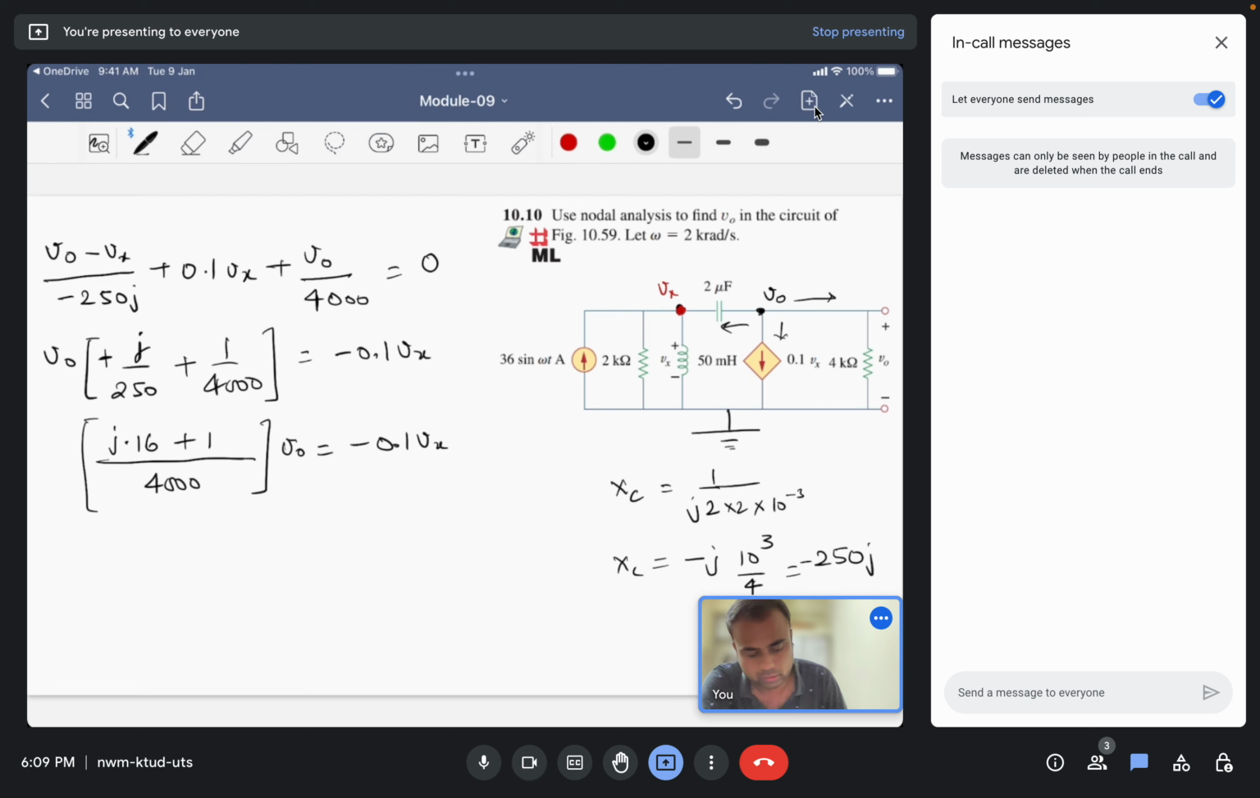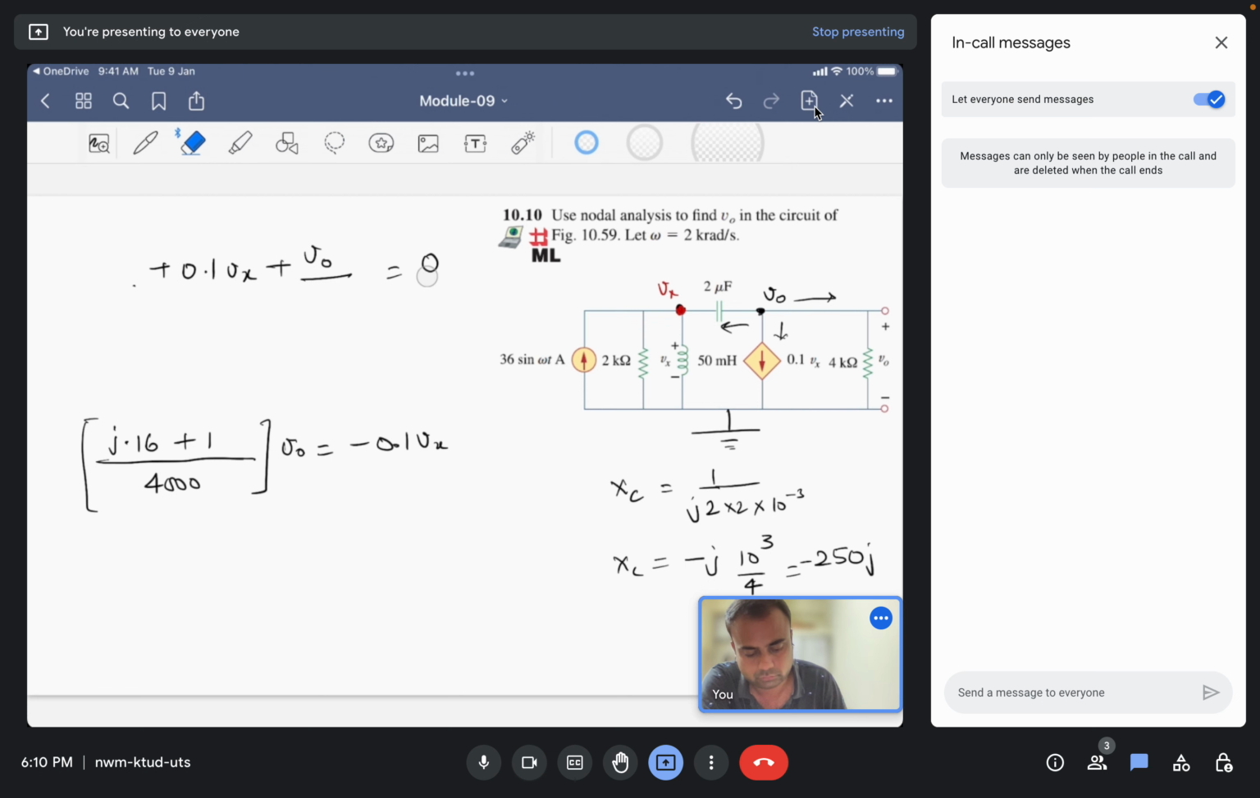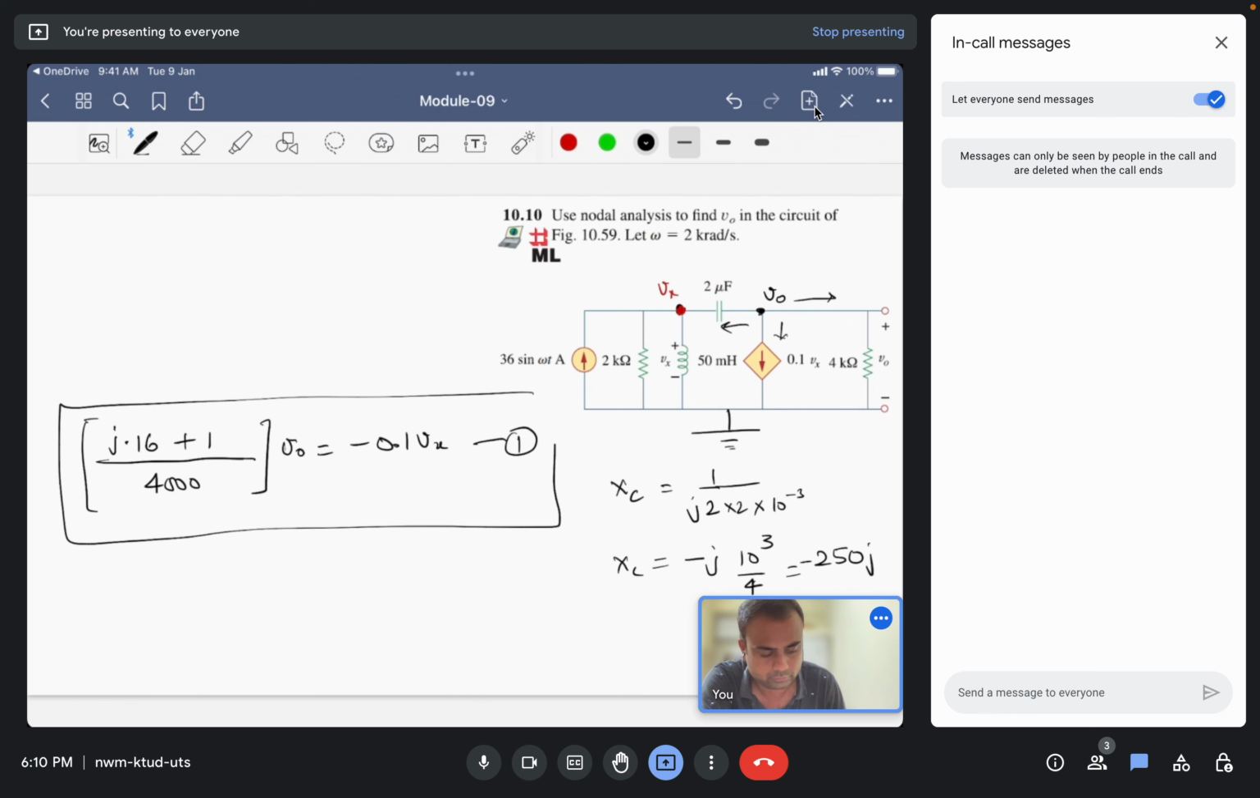So let us first of all calculate Vx from the other node. Let us calculate that portion here. Again, you have to write the nodal equation. So I'll rub this part. Let us call this equation number 1. So this is our first equation.